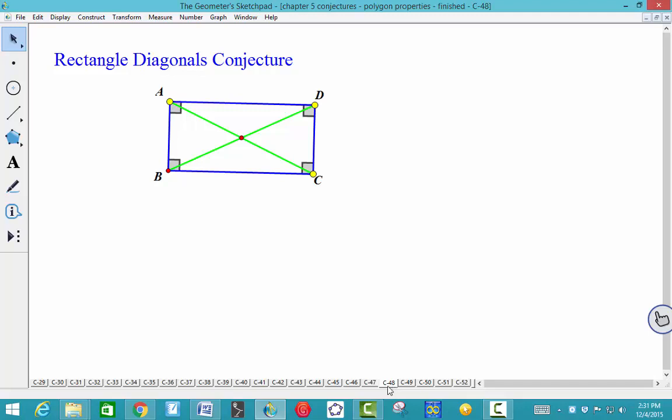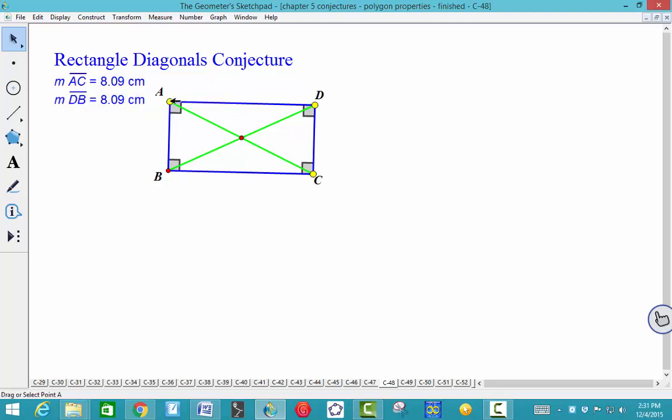Conjecture number 48, the rectangle diagonals conjecture. The diagonals of a rectangle are congruent and they bisect each other. So if you select the two diagonals and we measure their lengths, you can see that the lengths are congruent. And then we also want to show that the diagonals bisect each other.